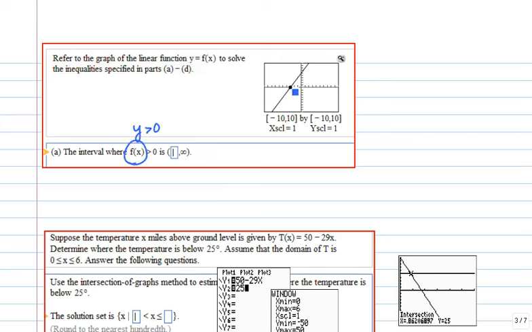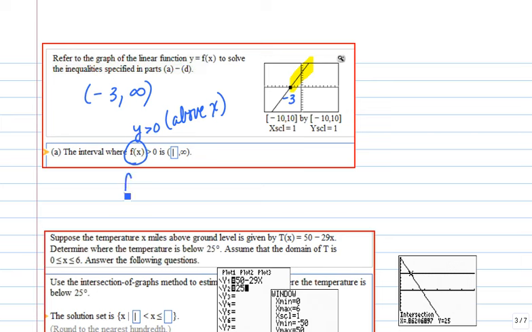And we know where y is equal to 0 on the x-axis, so that looks to be at -3. Y is greater than 0 above the x-axis. Well, that is all values to the right of -3. I'm sorry, I said 3, of -3. And so our solution to this is from -3 to infinity.